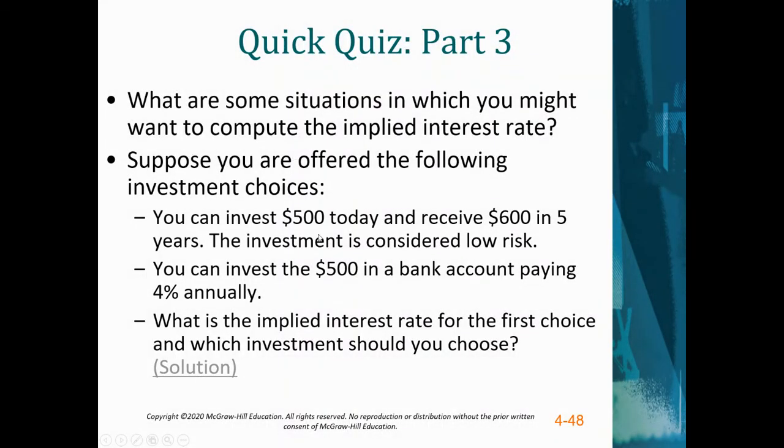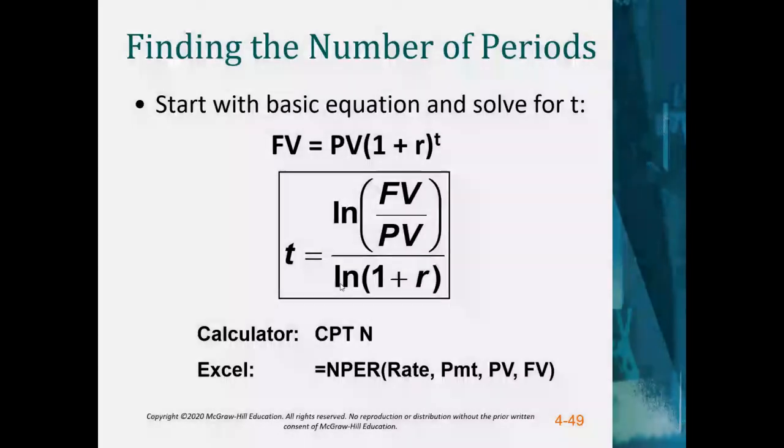Okay. Now we figured out how to do R. How do you do it when you have the future value, the present value, the interest rate, and of course payments are 0? How do I do this? I want to compute N.